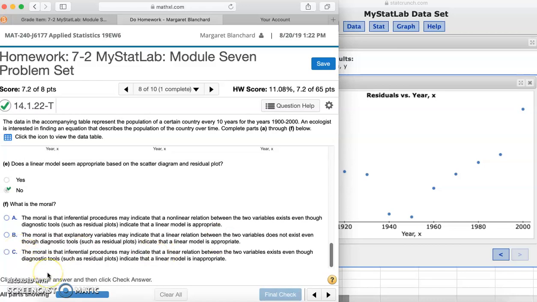Let's look at C. The moral is that the inferential procedures may indicate that a linear relation between the two variables exists, even though the diagnostic tools, such as the residual plots, indicate that a linear model is not appropriate or is inappropriate. Okay, and that's what we just talked about. So in the case that the hypothesis testing, the inference that we ran up above, showed that there was a linear relation. However, that curved pattern of the residuals told us that no, a linear model is not appropriate in this case. So that's option C.